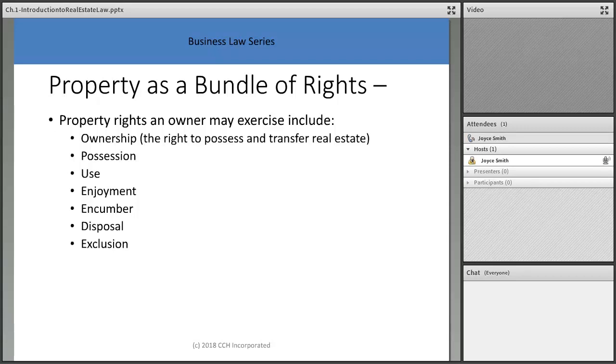The right to encumber it. We can create liens, we can do easements, we can do other things, mortgages to encumber our property when we borrow on it. The right to dispose of it. We can sell our property at any time. We can walk away from leases. There might be penalties, but at certain times it's done too. It comes to an end. And then we also have the exclusion of real estate. Who can we exclude? How do we use it? What do we do with it? So those are the bundle of rights.